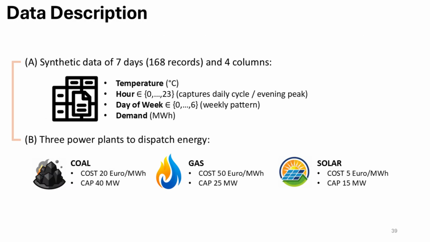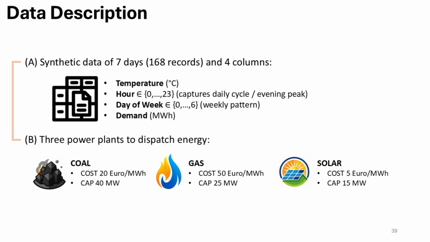We are working with a dataset representing 7 full days of activity, which gives us 168 individual hourly records. Our dataset contains 4 critical columns, also known as features that drive our predictions. Temperature. Since heating and cooling are the biggest drivers of residential load, this is a vital predictor. Hour. This captures the daily cycles we discussed, specifically that residential evening peak. Day of week. This helps the model distinguish between a Tuesday morning and a Sunday afternoon. Demand. This is our target variable, the actual amount of energy consumed.